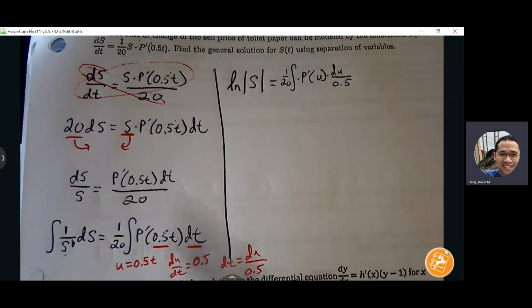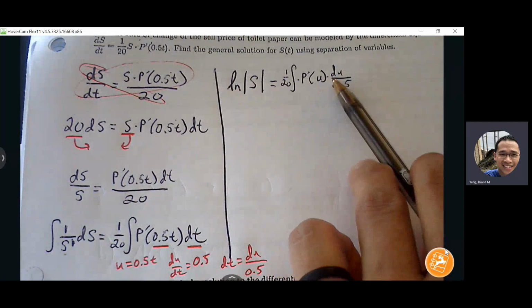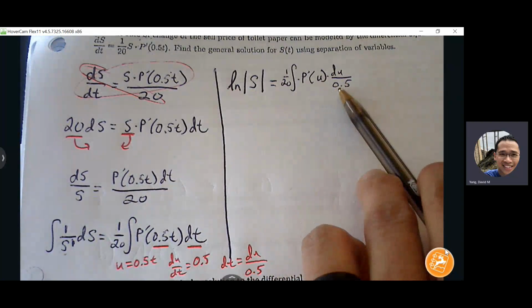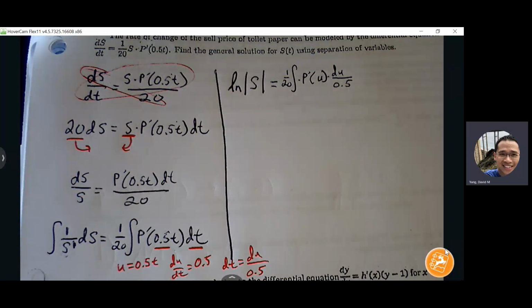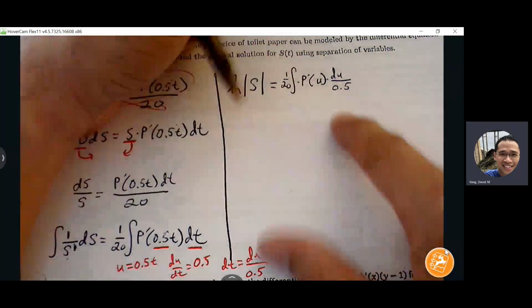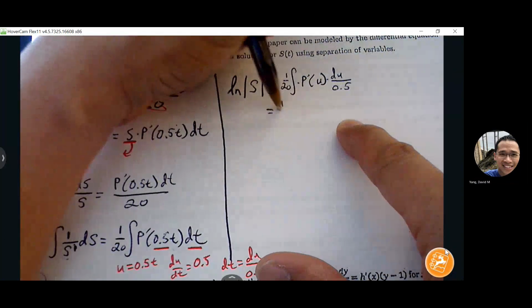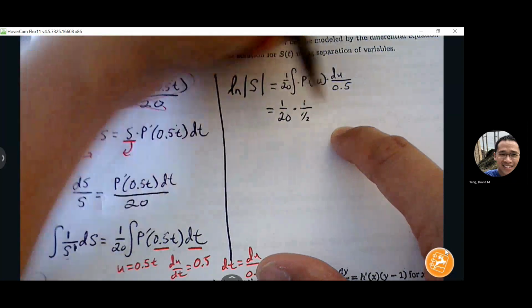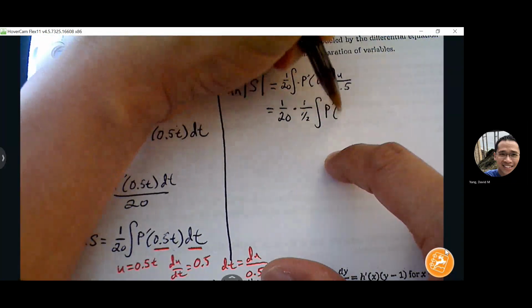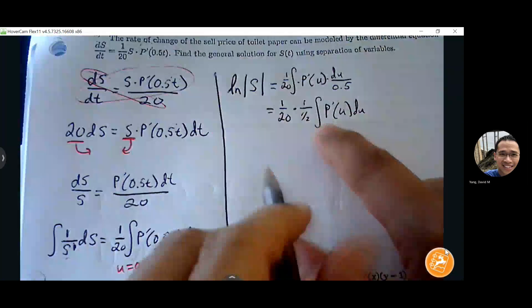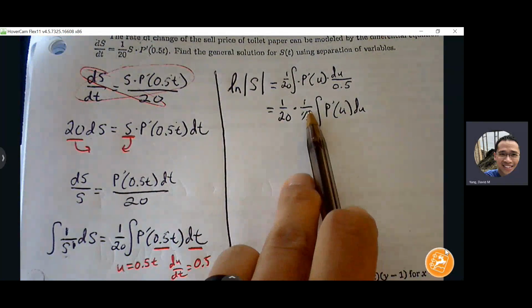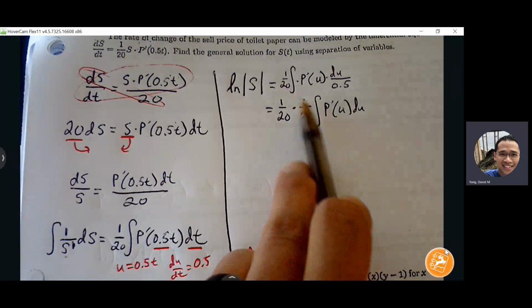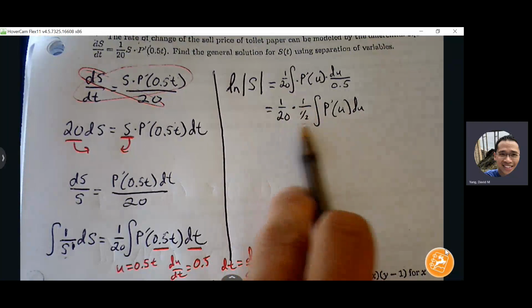So we took care of that 0.5t. That becomes a little bit cleaner, u and du, but there is a leftover of 0.5. We can pull that 0.5 out in front, which is 1/2. Now 1/2 is really a 2 in the numerator, and 2/20 is just 1/10. So I'm just going to reduce this down to 1/10.